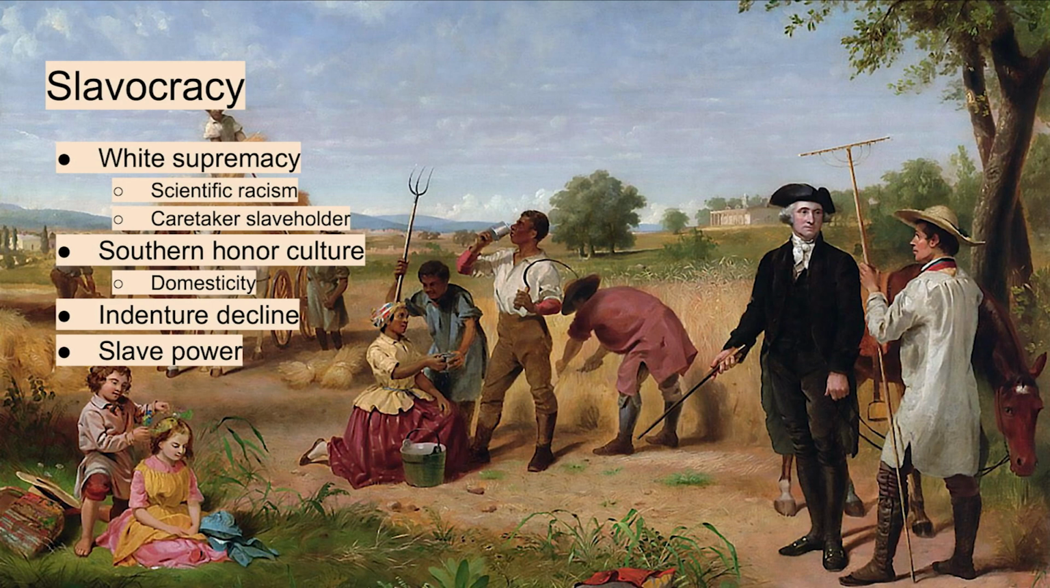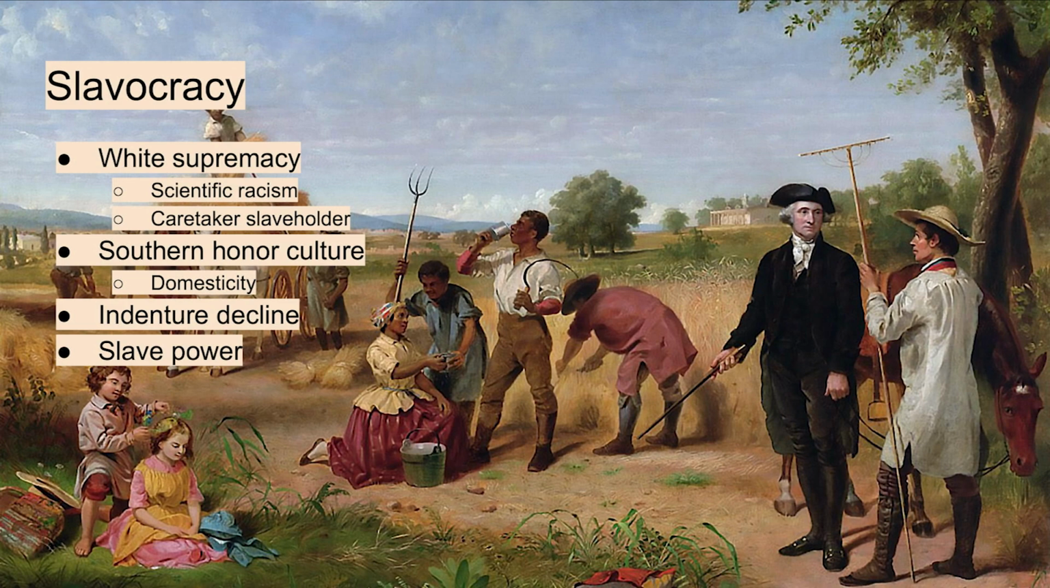So you can see that there's these two different conceptions of white supremacy. There's that paternalism, where white people are superior to black people, but black people can become equal given some arbitrary amount of time. Or you can have white supremacy that is dictated by biology. These two forces ultimately reinforced slavery.